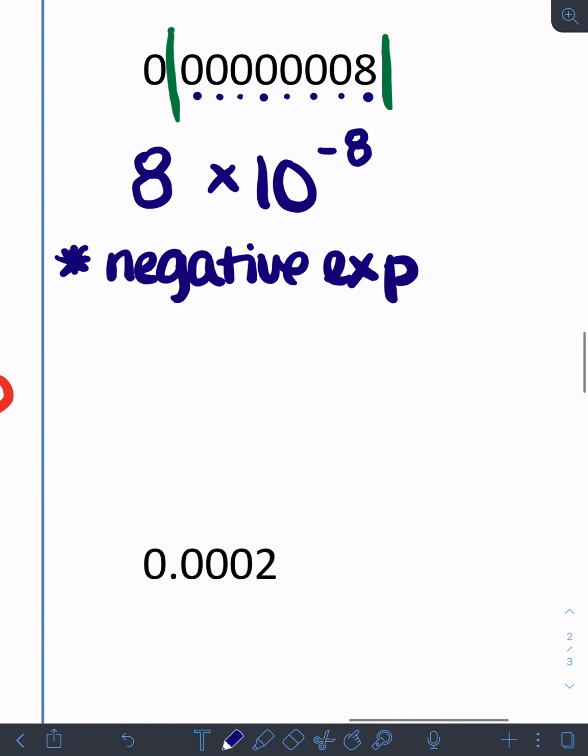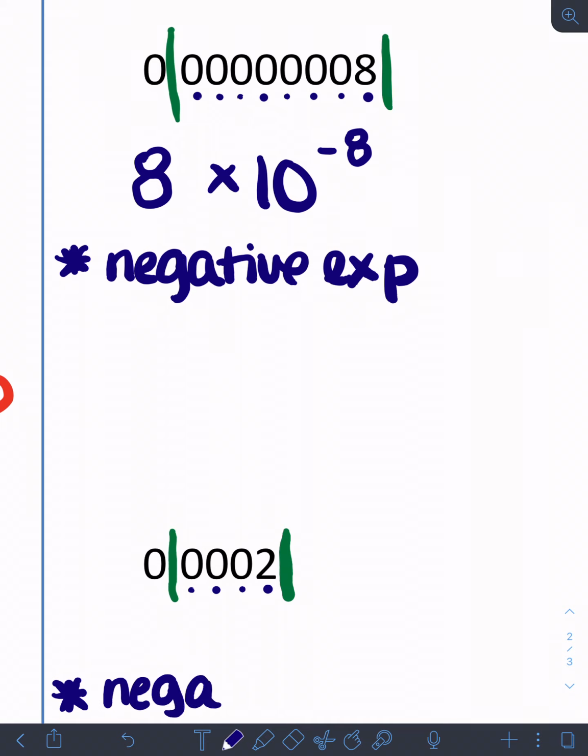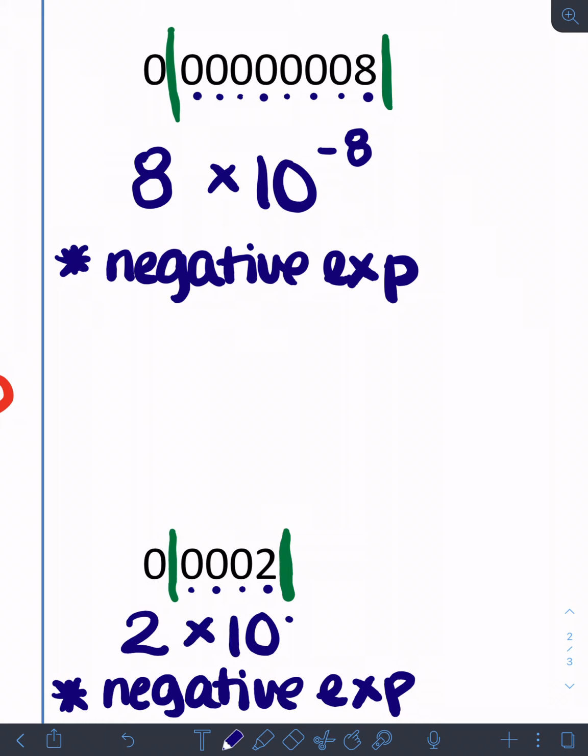Okay, next one. We have 0.0002. We draw a line at the decimal point. We draw a line after the first non-zero digit, and then we count the digits in between the lines. So 1, 2, 3, 4. Since this is a small number, that means we're going to have a negative exponent. So we're going to have 2 out front. The decimal goes after the 2 now. And then we are going to multiply times 10 to the negative 4th power.